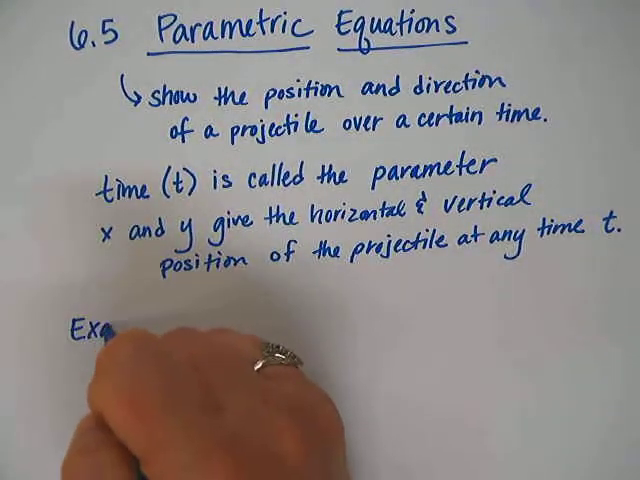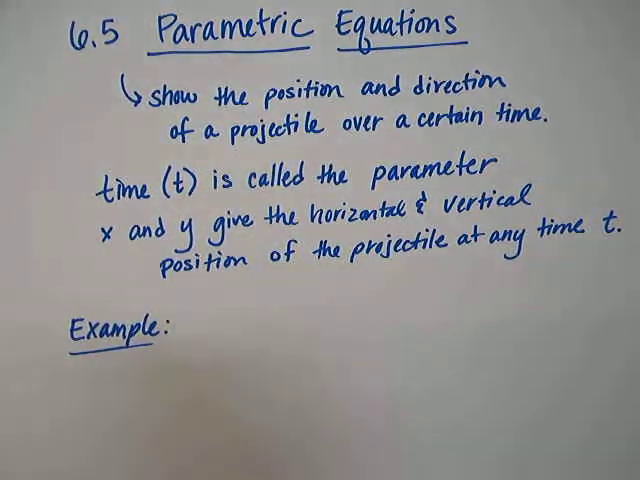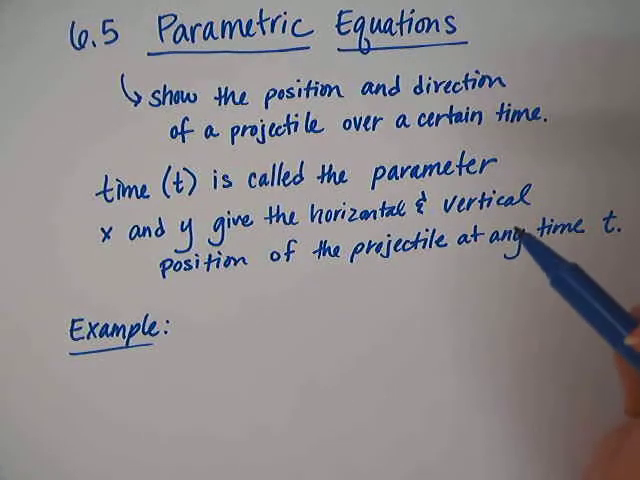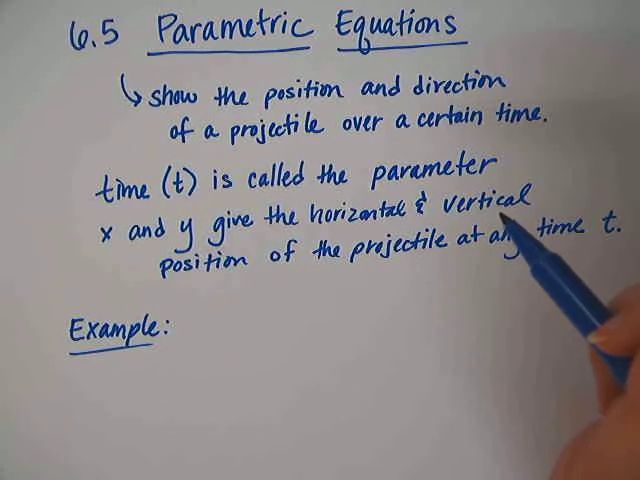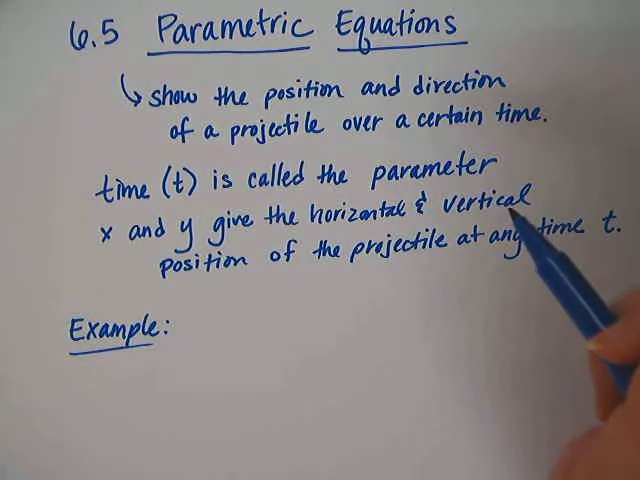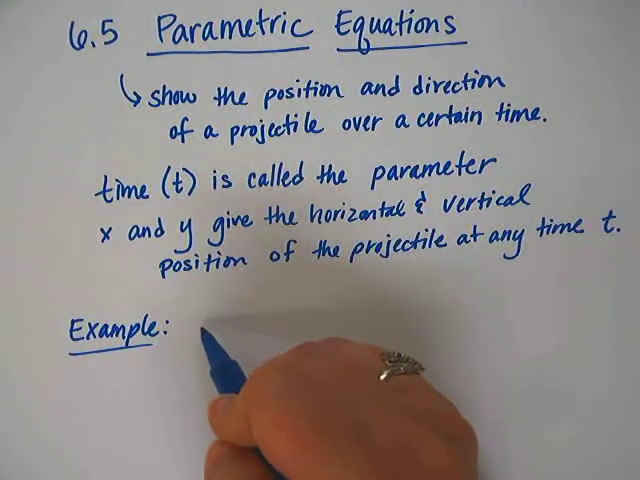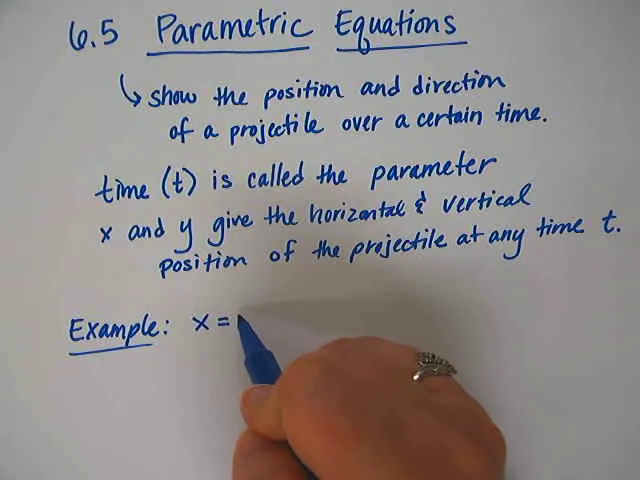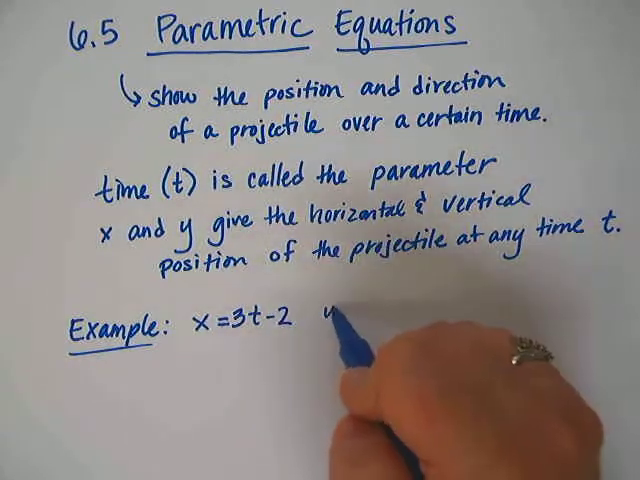Let's do an example, shall we? So, because we're dealing with the horizontal position of an object and the vertical position of an object, and those are x and y, and the parameter that they're based on is t, generally when you're working with parametric equations, you have two at a time. They come in pairs, okay? So here's a pair of parametric equations.